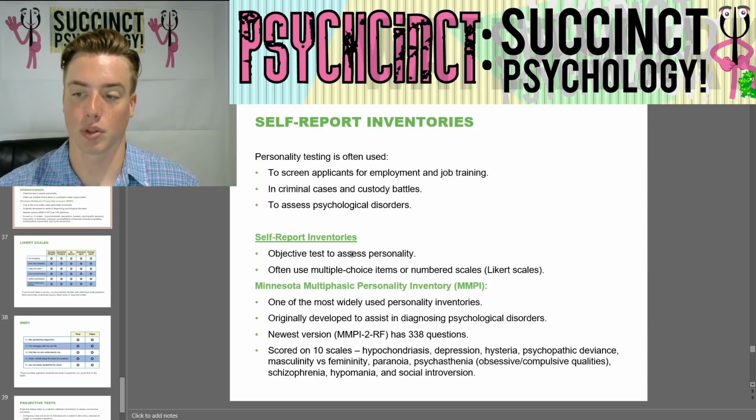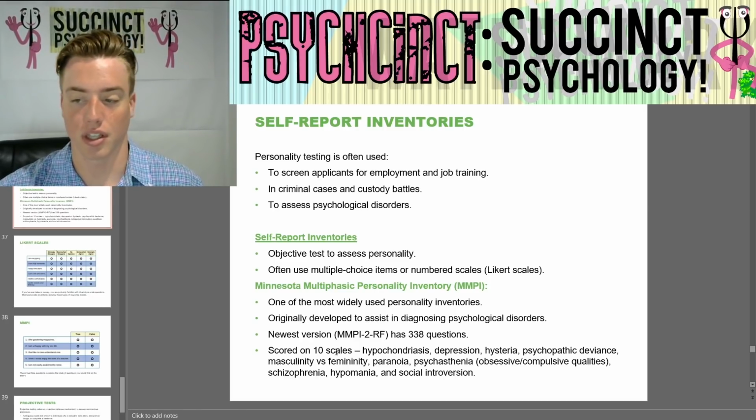Now, self-report inventories are an objective test to assess personality. They often use multiple choice items or numbered scales, like Likert scales. Now, the Minnesota Multiphasic Personality Inventory, or the MMPI, I've actually taken that before, it's very long, is one of the most widely used personality inventories, originally developed to assist in diagnosing psychological disorders.